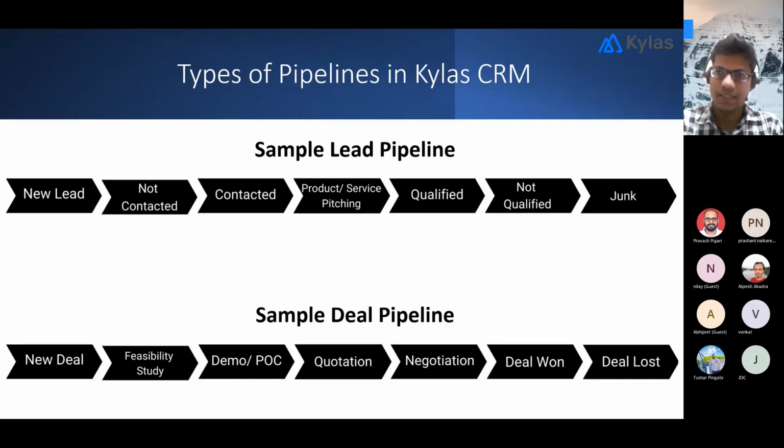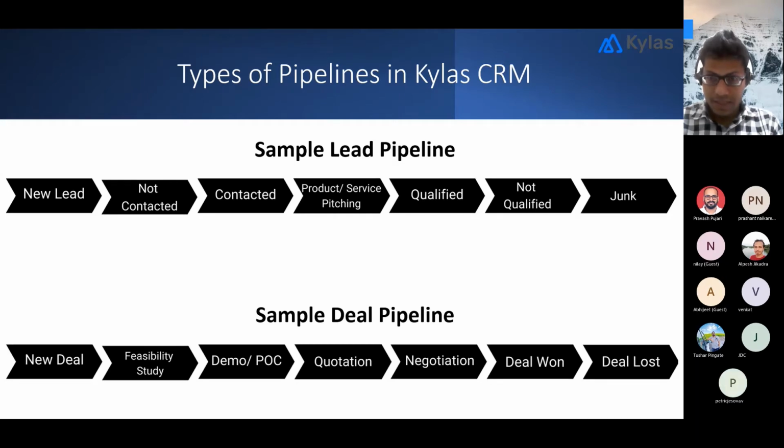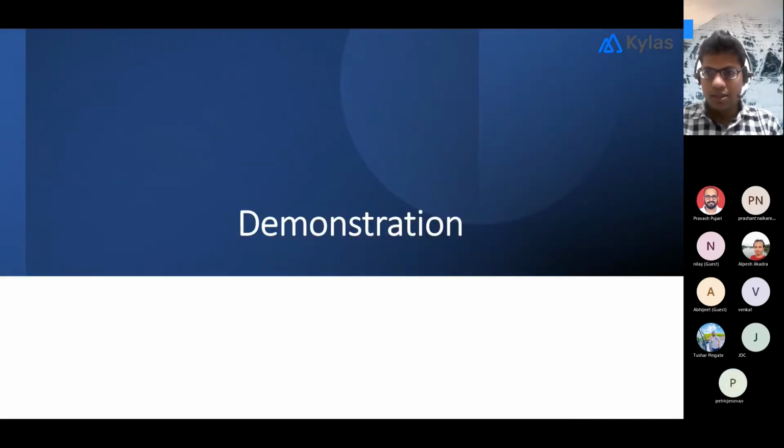It's not mandatory that every company will follow the same set of steps. These are very high level stages that more or less every company follows, but you may have your own stages in the pipeline based on your own sales process, your own business. So Kailas gives you the flexibility to create your own pipeline in the system. You create your own pipeline stages. Now let me share my screen where I will show you how we can create stages in Kailas.